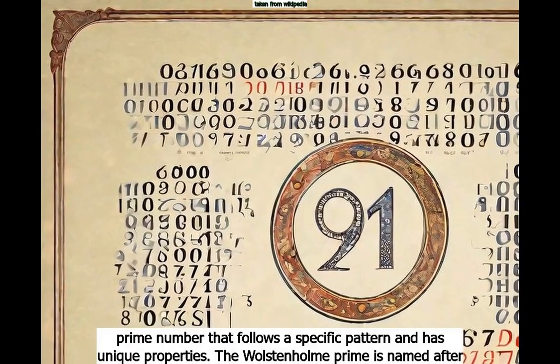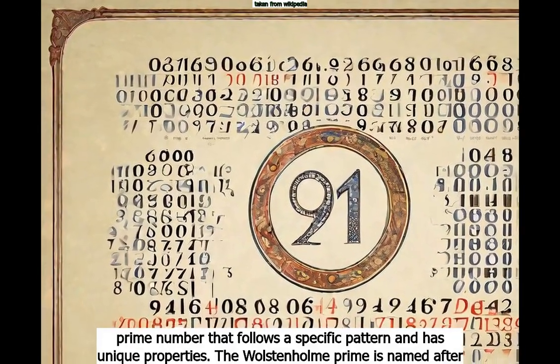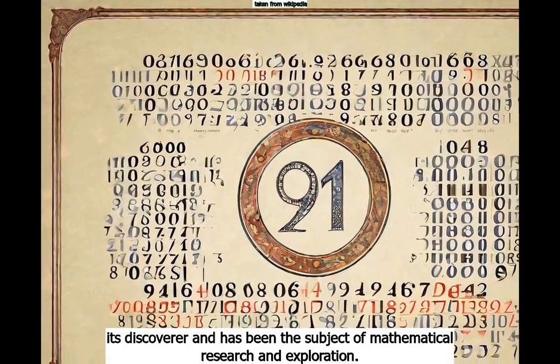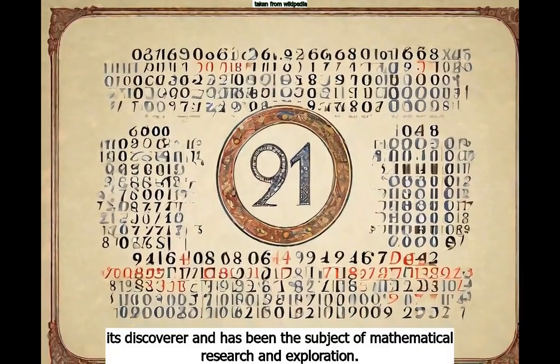The Wolstenholme prime is a type of prime number that was discovered by Joseph Wolstenholme in 1862. It is a prime number that follows a specific pattern and has unique properties. The Wolstenholme prime is named after its discoverer and has been the subject of mathematical research and exploration.